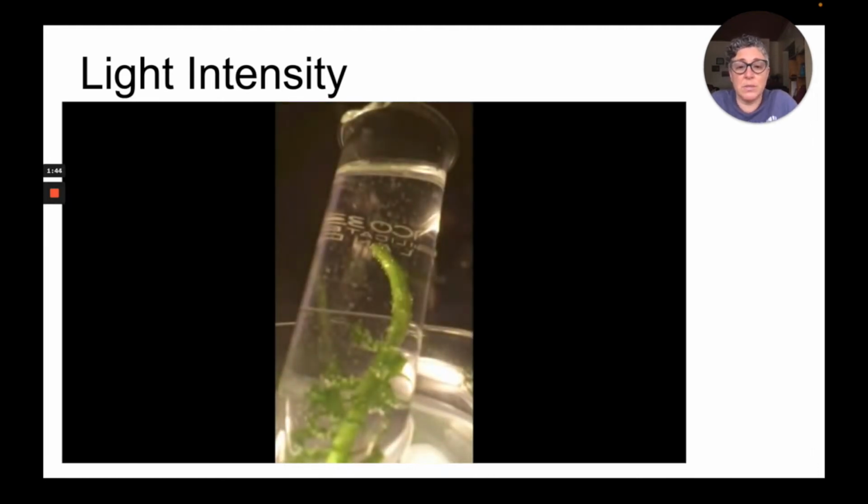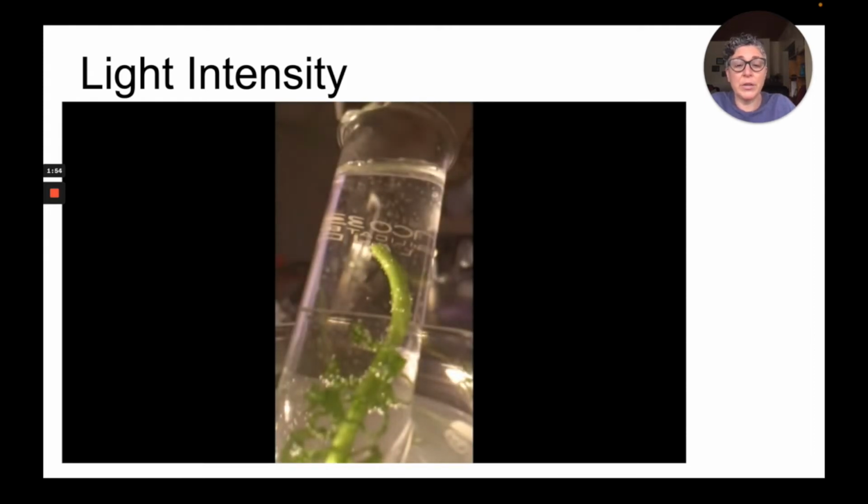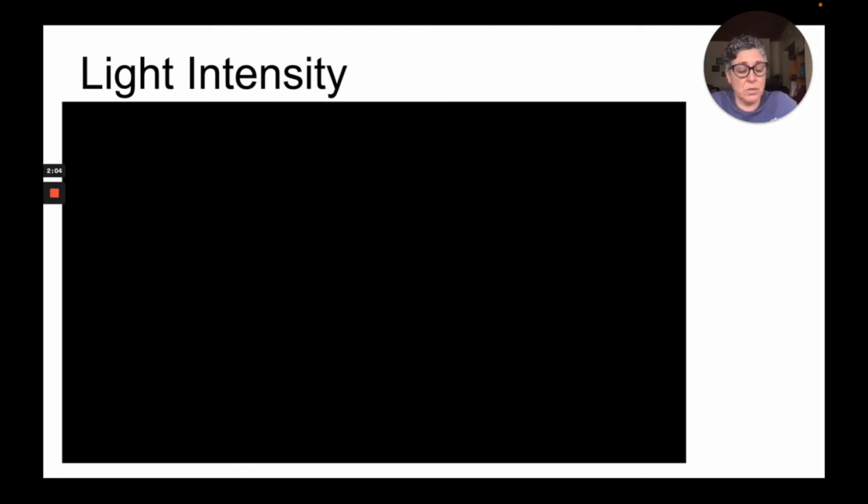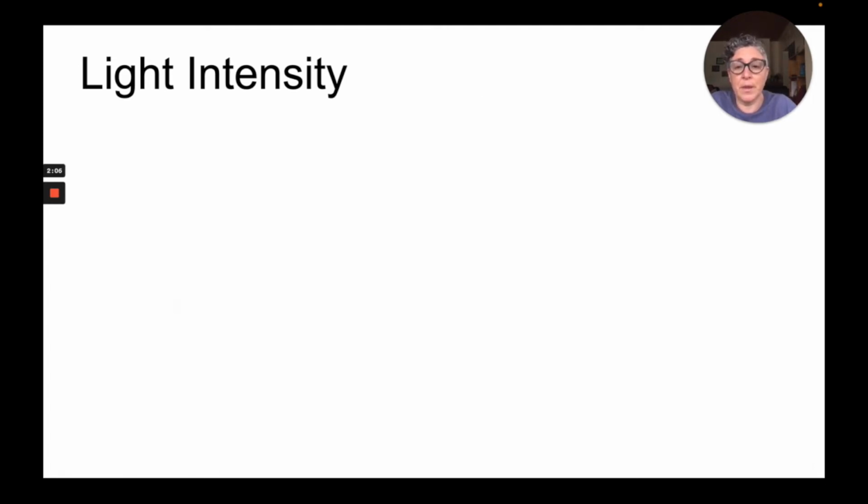In this case, we see bubbles that are produced when the lamp is very close to the plant. So therefore, a lot of oxygen would be produced in this instance, compared to a situation where the lamp is a bit further away. And so we see fewer bubbles being produced, which tells us that there is less oxygen being produced in that particular experiment.